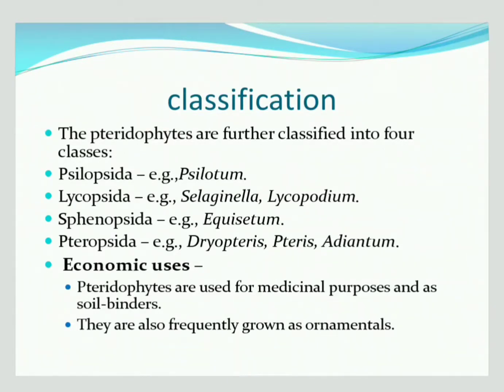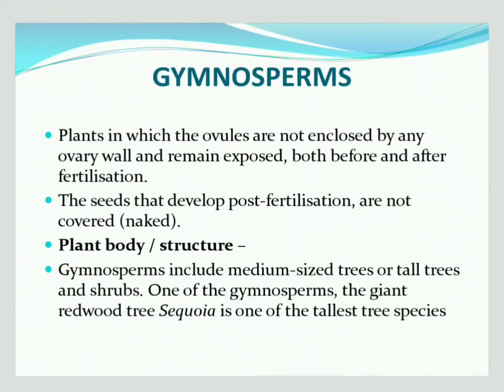Okay, classification. Pteridophytes are further divided into four classes. Psilopsida, example Psilotum. Lycopsida, Selaginella and Lycopodium. Sphenopsida, Equisetum. Pteropsida, Dryopteris, Pteris, Adiantum. So what are the economic uses? They are mostly used for medicinal purposes, and they are also ornamental plants. Ornamental means they are planted just for show, and they are also soil binders. They are mostly ornamental because of their horsetail-like leaves. That's why they are ornamental and used for medicinal purposes.